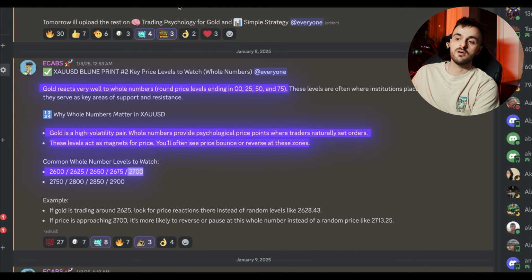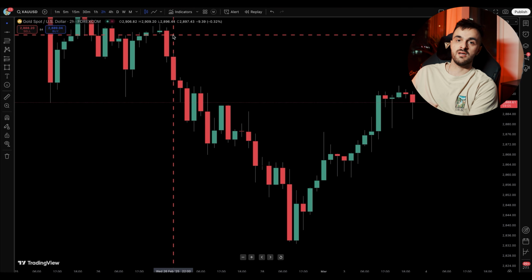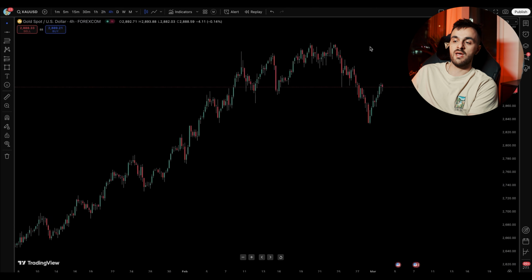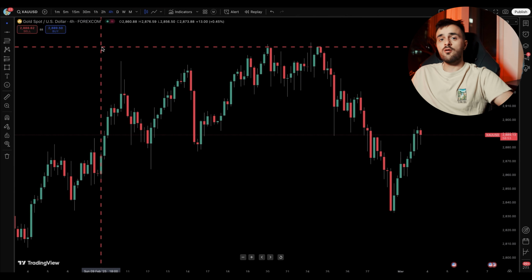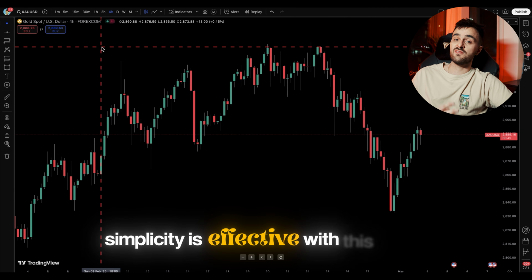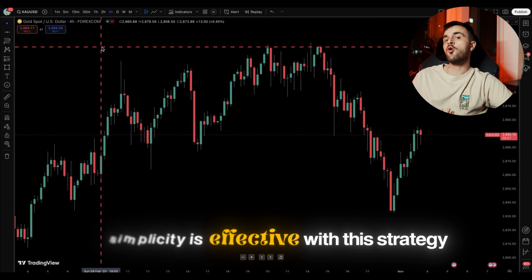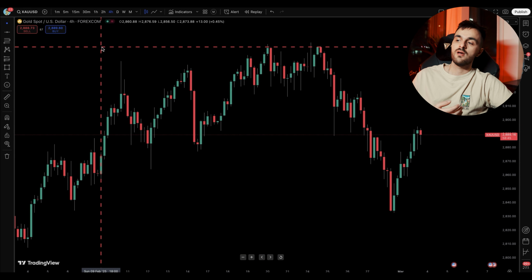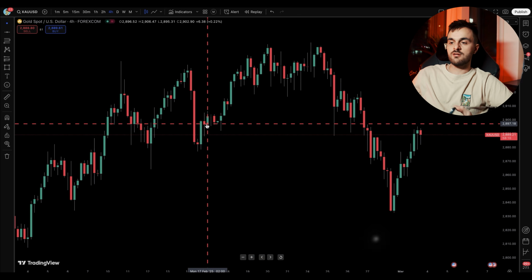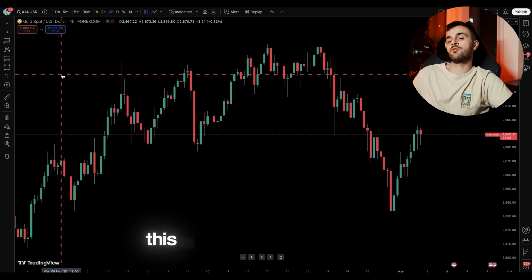So what we're gonna do is we're gonna go to gold right now, and we're just gonna get a blank chart. For instance, we're on the 4-hour time frame here with XAUSD. So right now we're on TradingView, guys, and we're gonna keep it pretty simple, but simplicity is effective with this strategy because these whole numbers really matter. I actually did a live stream this morning and we caught buys on gold because we were buying at 2870. That was part of the analysis this morning, and I did a trade breakdown. So this is a very important topic.